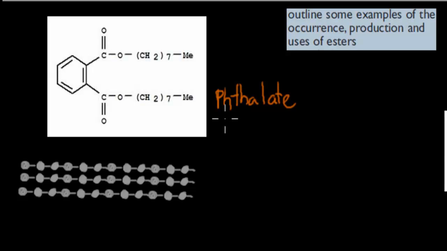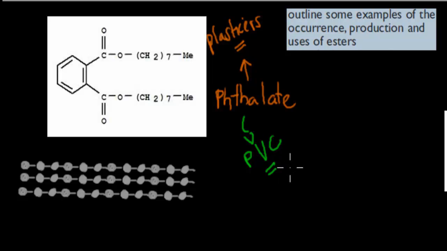Phthalate is an ester which we can find being used as a plasticizer. You might remember that word, plasticizers, from the production of materials module. The phthalate is actually used for something called PVC, and that was obviously polyvinyl chloride. If you remember, the problem with polyvinyl chloride is it's very stiff.